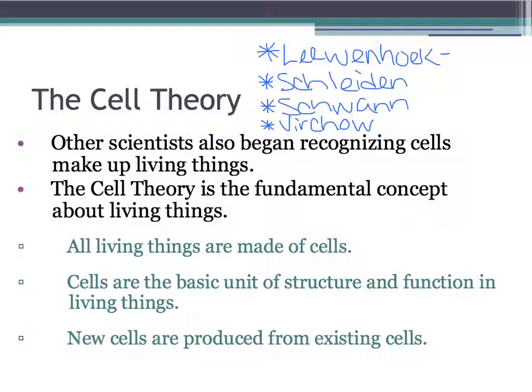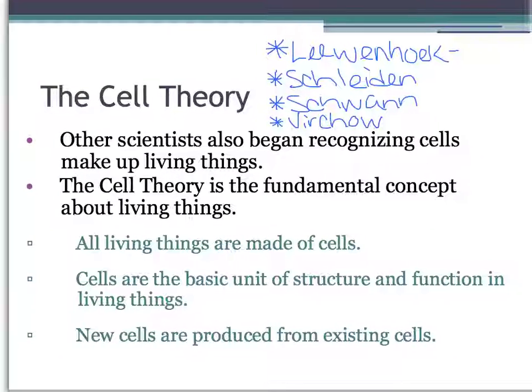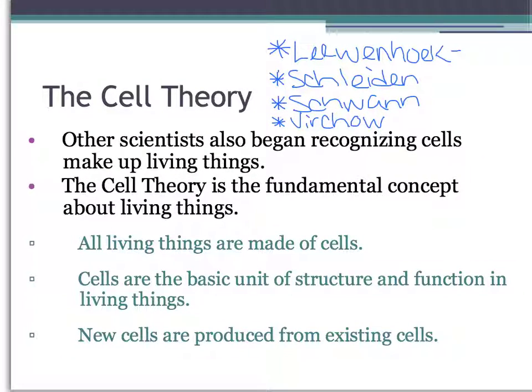All living things are made up of cells. Cells are the basic unit of structure and function in living things, and new cells are produced from existing cells. Now you should be able to answer the first question.